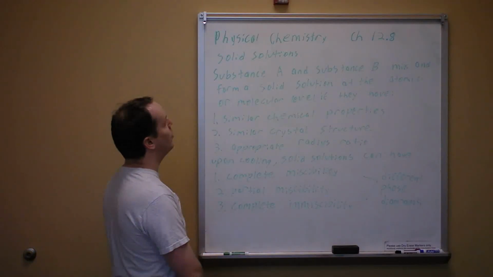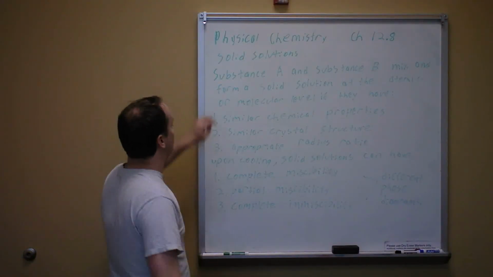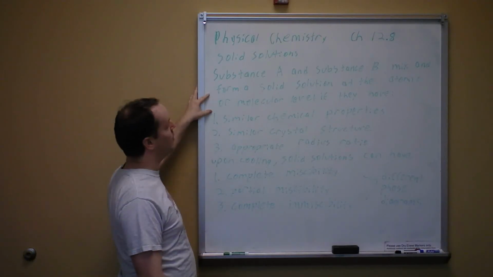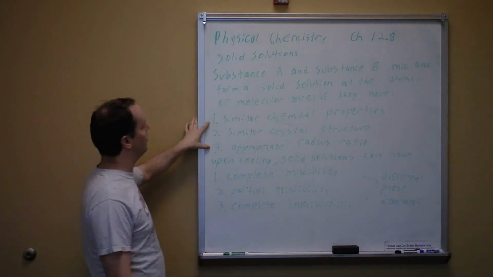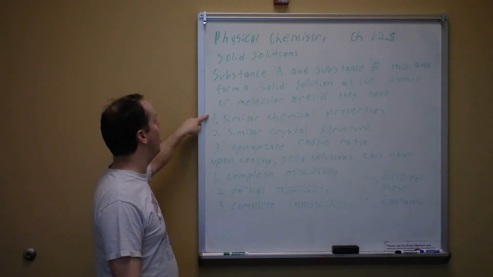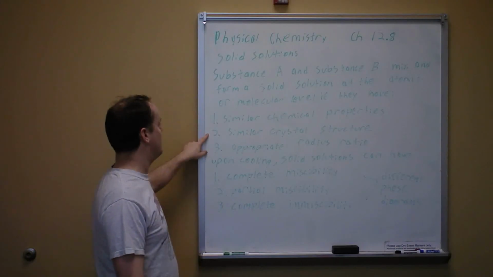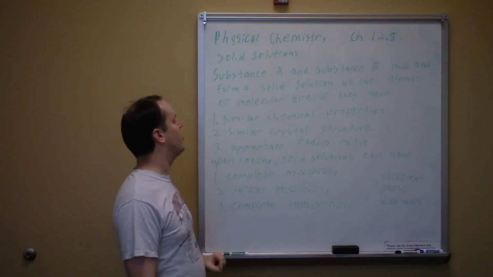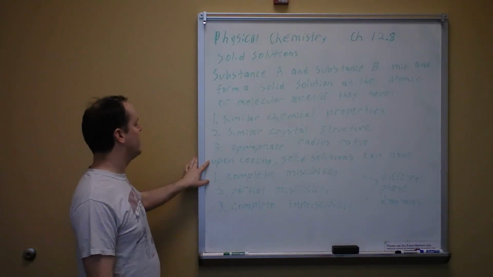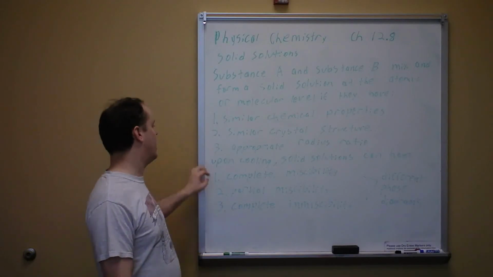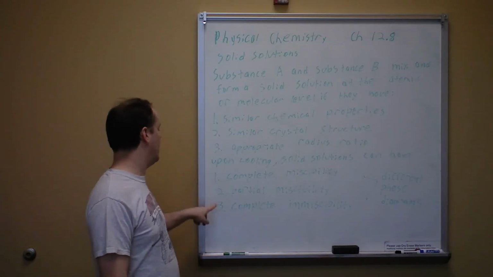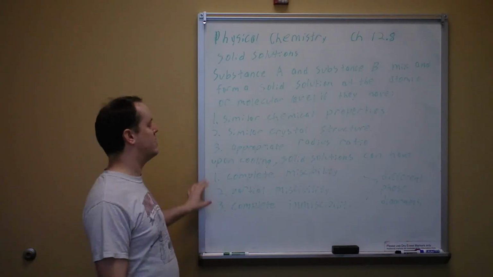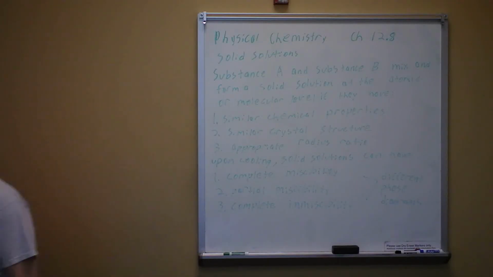Continuing on physical chemistry, chapter 12, section 8. Now we're going to talk about solid solutions. Substance A and substance B mix, and they can form a solid solution at the atomic or molecular level if they have these three properties. One is that they have similar chemical properties. Two is that they have similar crystal structure. And three, they have an appropriate radius ratio. I'll show you on the next slide what that means. Now, upon cooling these solid solutions, they can either have one, complete miscibility, two, partial miscibility, or three, complete immiscibility. And of course, these will have different phase diagrams.